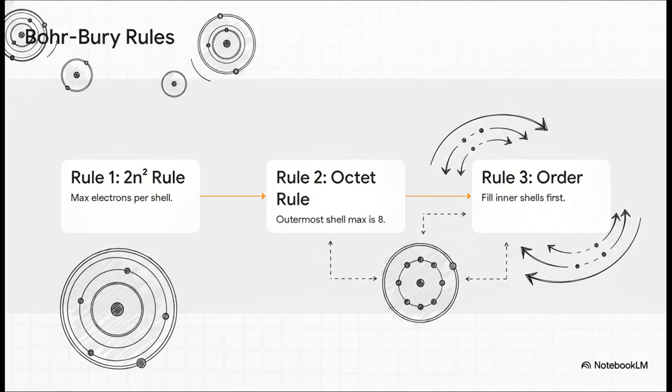Now, the rules for filling up these shells were given by Bohr and Bury. There are three simple rules we need to get really good at. First, there's a rule to figure out the maximum number of electrons any shell can hold. Second, there's a special rule just for the outermost shell, and we'll see why that's so important later. And third, there's a rule about the order you have to fill them in. Let's take a look at each one, step by step.